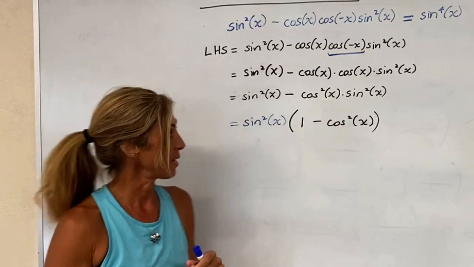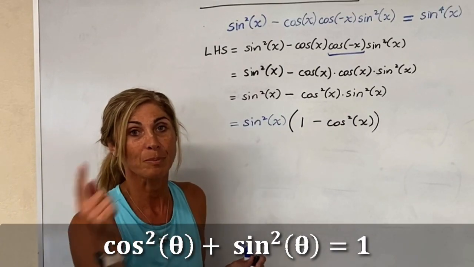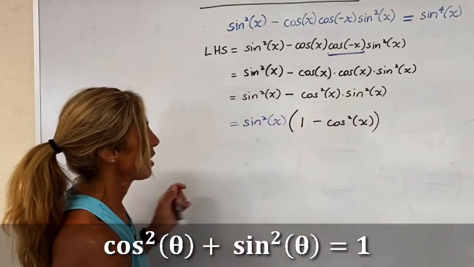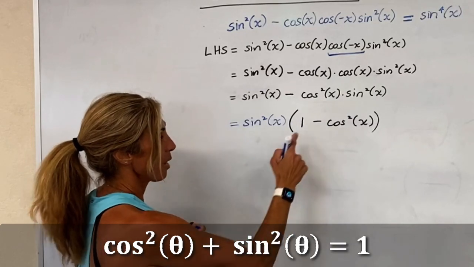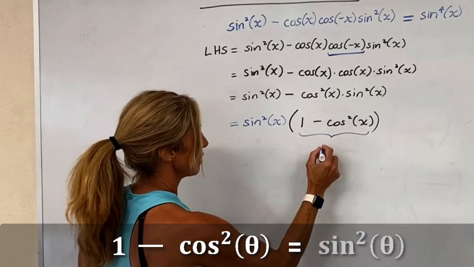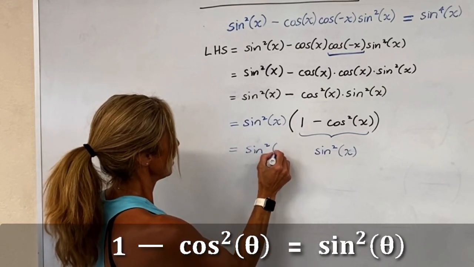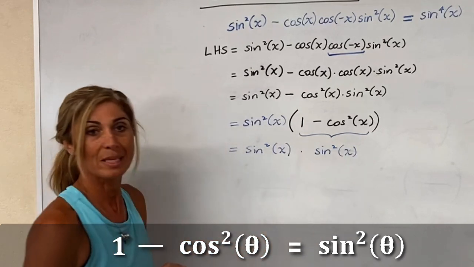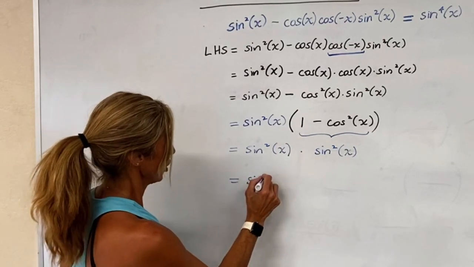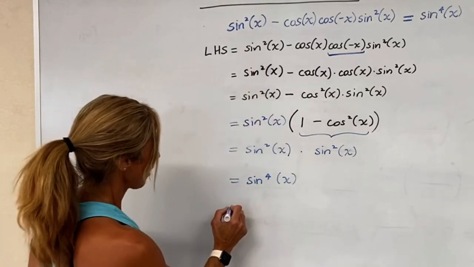We're almost there. Recall our Pythagorean identity. Sine squared x plus cosine squared x equals 1. That means that 1 minus cosine squared x can be replaced by sine squared x. So we have sine squared x times sine squared x, which gives us sine to the fourth x, which is our right-hand side.